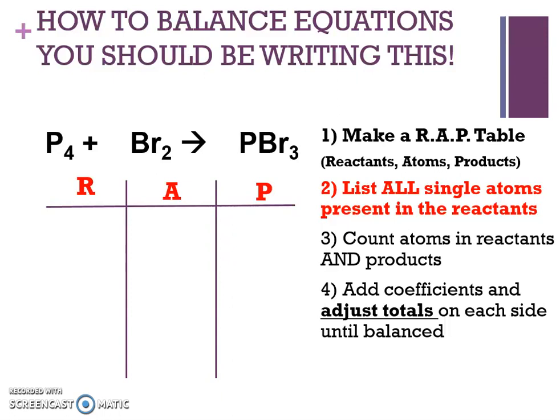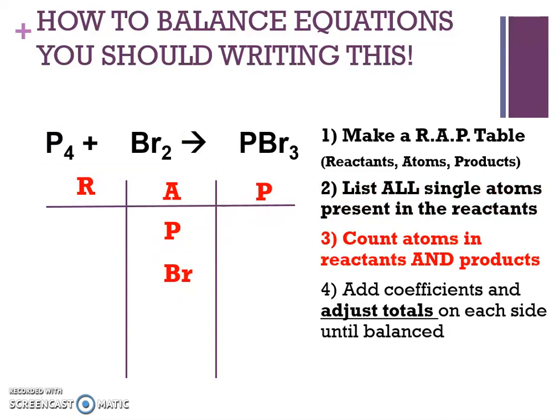Number 2, we're going to list all of the single atoms that are present in our reactants. Where are our reactants? They're on the left side. So we're going to see all of the atoms that are present. Well, I see P, phosphorus. The next one I see is bromine. Are there any other atoms that you see on the left side? No. And guess what? We should have the same atoms on the right, so we don't even really need to look over there.